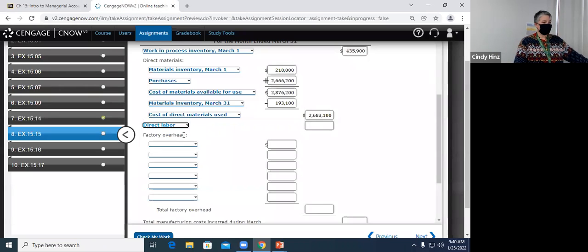So direct labor. How much did we add in direct labor? It's given right in the top number in that list of information in the exercise. Direct labor was 3,500,000.